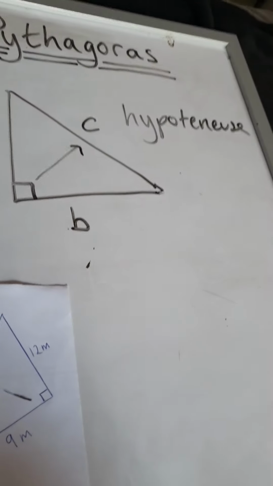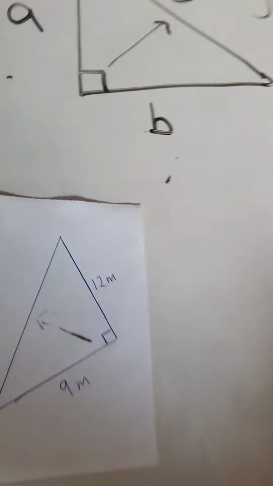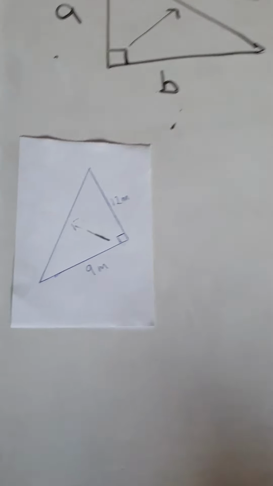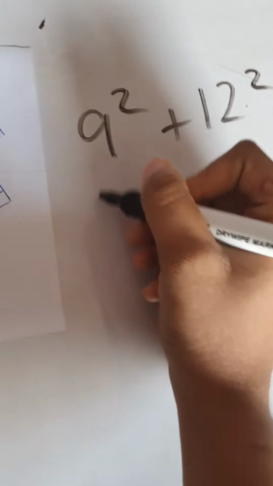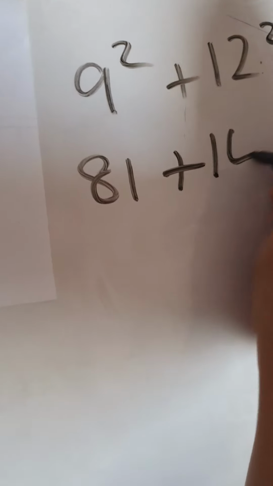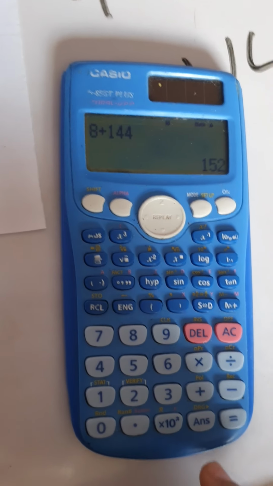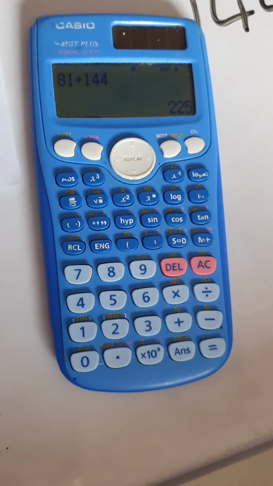Now if we look back at that, and I'm going to rewrite it here, A squared plus B squared equals C squared. So the squares of both of the shorter sides always makes the square of the longest side. If I go back to this now, that means 9 squared plus 12 squared will equal the length of this hypotenuse. 9 squared plus 12 squared is going to be 81 plus 144. If I get out my calculator, 81 plus 144 equals 225.